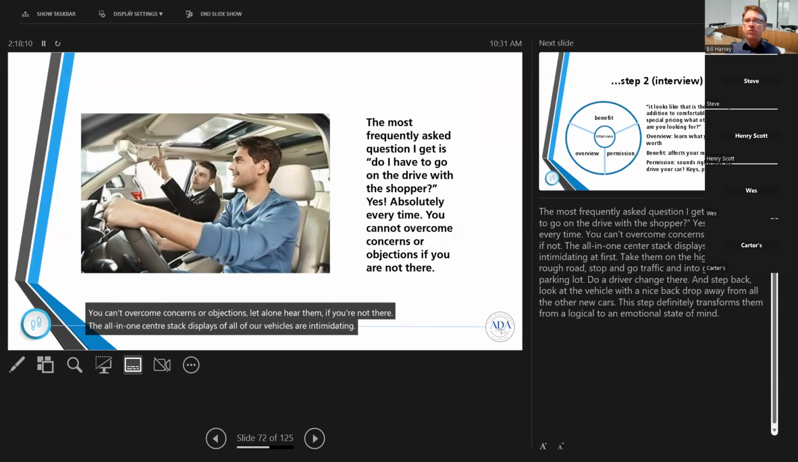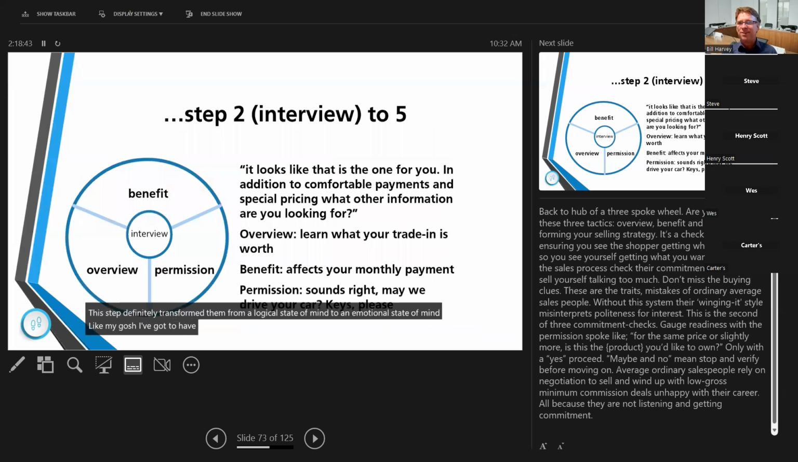Take them on the highway, over a rough road, stop and go traffic, into a golf course parking lot to do a driver change. Then step back while you're doing that driver change and allow them to take it in. See the car away from the dealership in an environment where they might frequently go to, and see the car the way they would look at it when it was theirs, when they own it. This step definitely transformed them from a logical state of mind to an emotional state of mind. Like, oh my gosh, I've got to have this now.